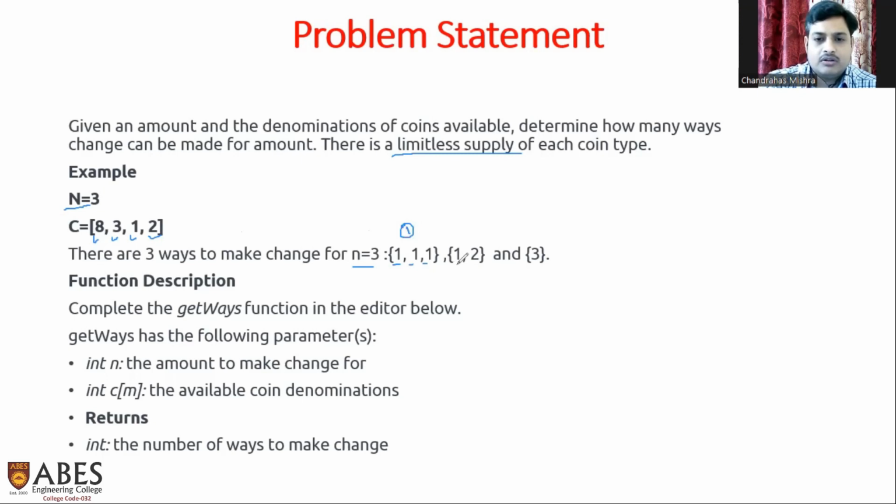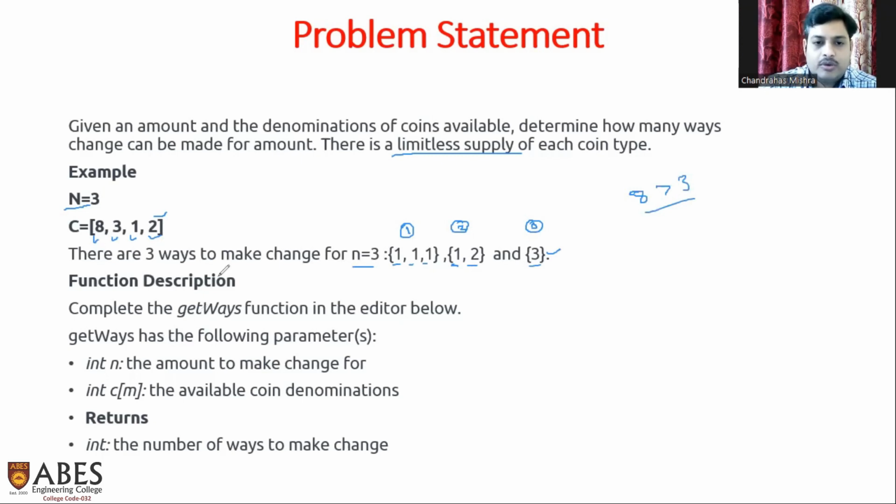Second, we can use 1 coin of 1 rupee and 1 coin of 2 rupees. In the coin section we have a 1 rupee coin, 2 rupee coin, 3 rupee coin, and 8 rupee coin. Using the 2 rupee coin and 1 rupee coin makes 3 rupees, the given amount. This is the second way. Another way is to use one 3 rupee coin. This is the third way. Only these 3 ways are there to make 3 rupees. We cannot use 8 rupees because it is greater than our amount.